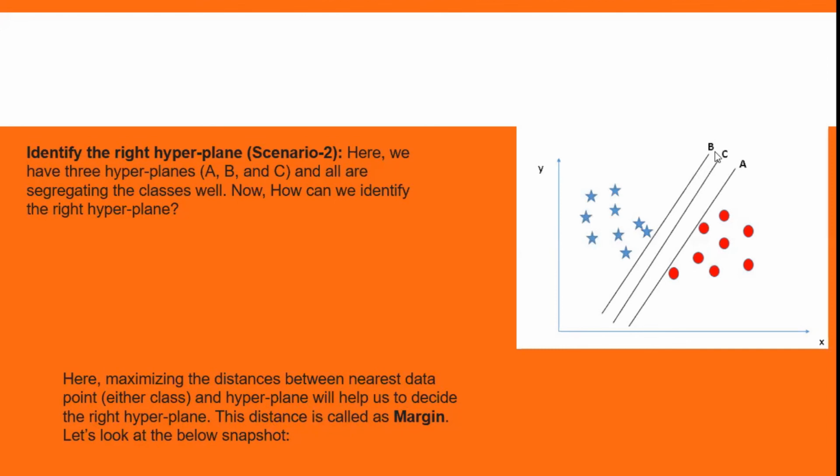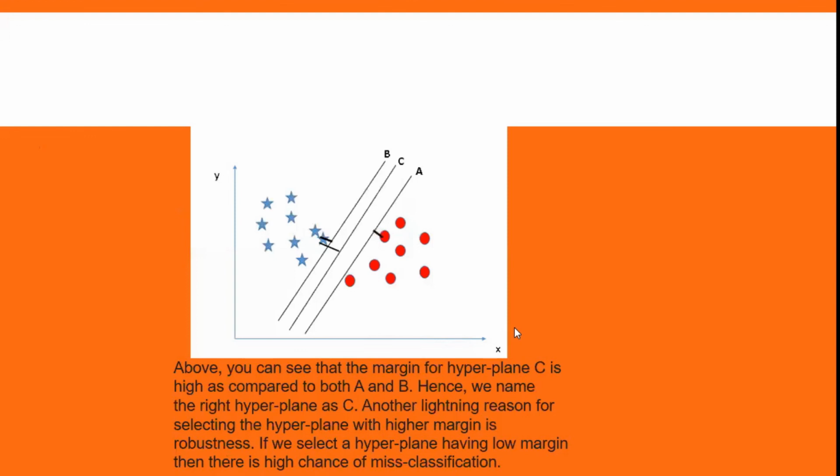Suppose I consider B as the hyperplane. How much distance is there from here to the nearest data point, and from here to the nearest data point on the other side, is also required to know. Here one is very near and the other is very far, so B cannot be considered. For C, taking here to here and here to here, you get somewhat of an average. For A, one is very near and the other is very far, so A cannot be considered. So C can be considered as the hyperplane. Above you can see that the margin for hyperplane C is high as compared to both A and B. Hence we name the right hyperplane as C.